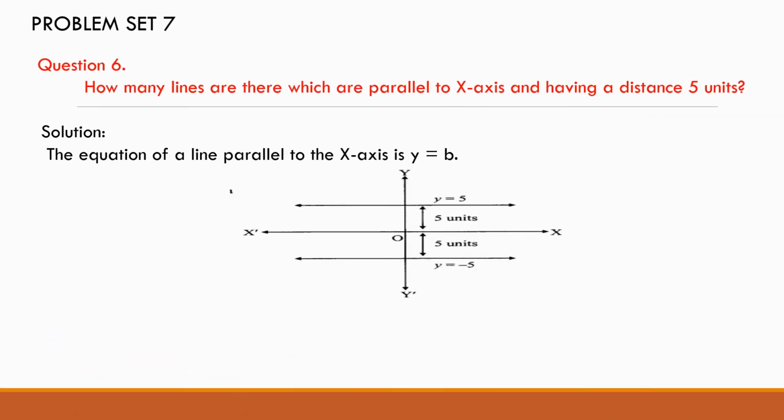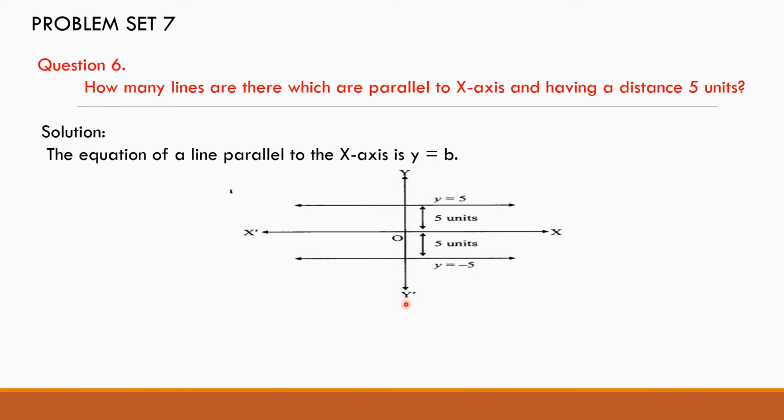Question number 6. How many lines are there which are parallel to the x-axis and at a distance of 5 units? Solution. The equation of a line parallel to the x-axis is y equal to b. First you have to draw the figure. There is the horizontal line X'X and the vertical line Y'Y.